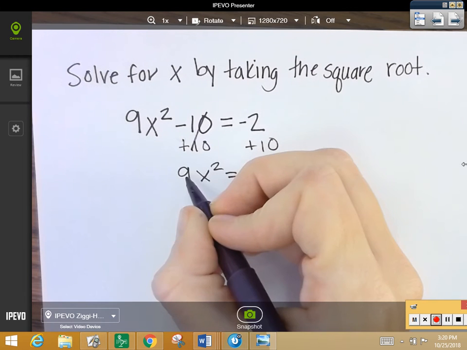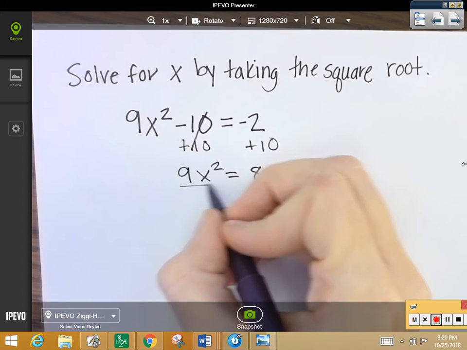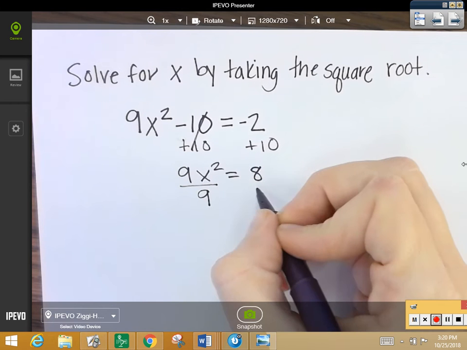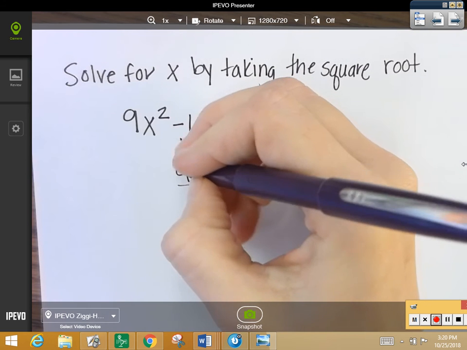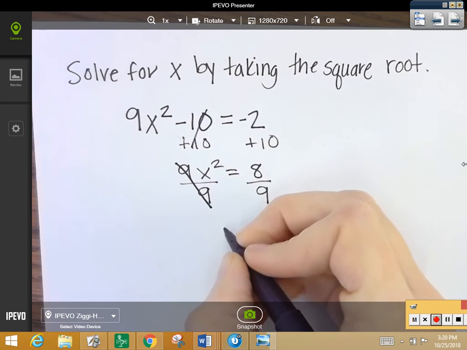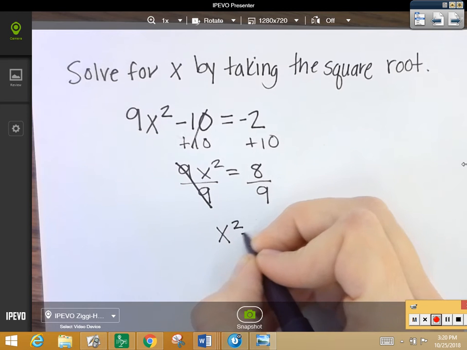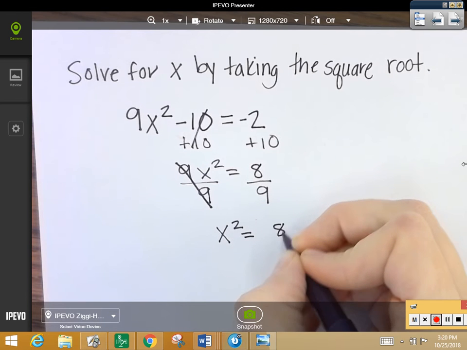And then when you have a number right next to a variable, it means to multiply, so the opposite of that is dividing. So I'm going to divide by 9 on each side of the equal sign. 9 divided by 9 is 1, so we can just cross that out. That leaves me with x squared equals 8/9.